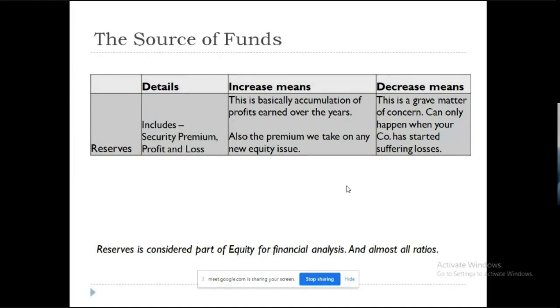So should you be happy the reserves are increasing? Yes, most of the time reserve increasing is a good thing. Should you be worried if reserves are going down?